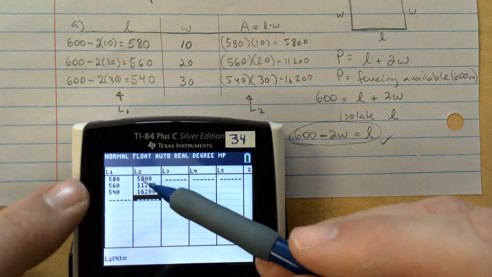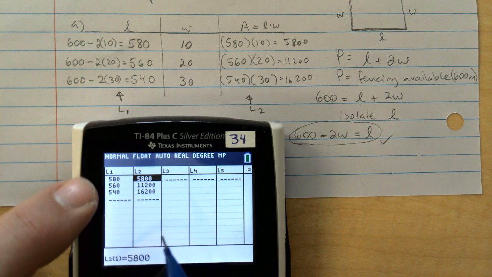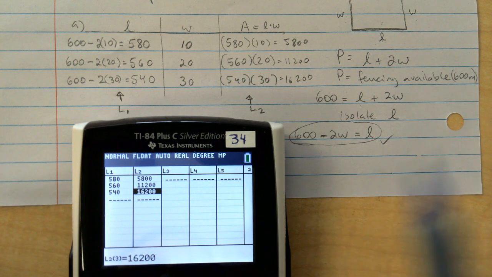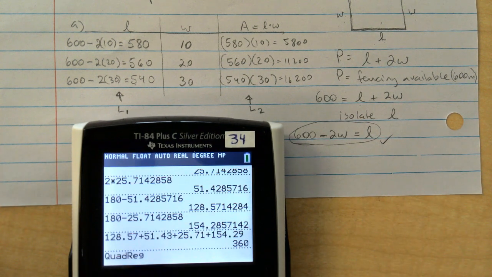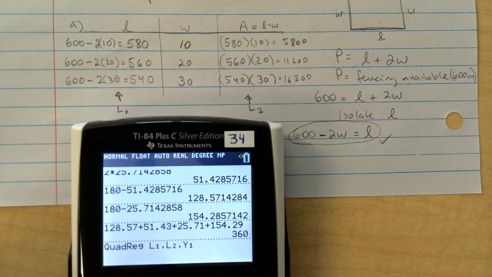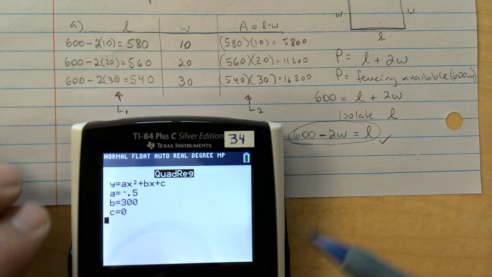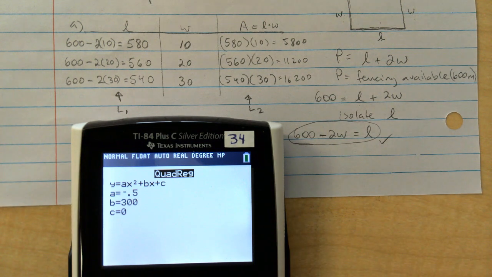You want to take extra care and make sure you got these all typed in right. And then you go stat calc 5, second 1 comma second 2 comma vars, y vars, enter, enter, enter. Mine is a little slower than yours. And there's my equation. It's not always pretty, okay?